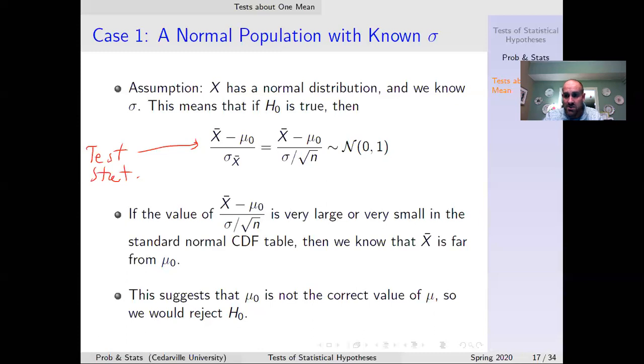We'll do lots of examples. Hopefully this stuff makes sense in terms of the philosophy of it. We'll even see how to go back and forth between a confidence interval and a hypothesis test.